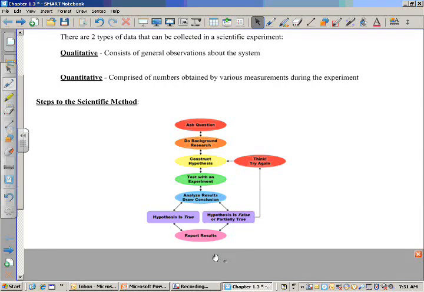Once you form a hypothesis, you should devise an experiment. To test the hypothesis, you need to collect data. Observations need to be made, both qualitative and quantitative data.